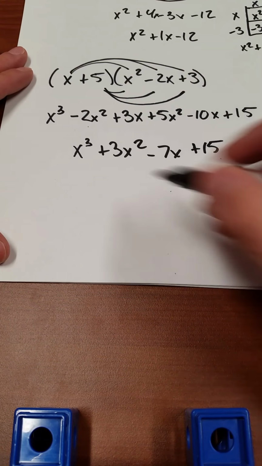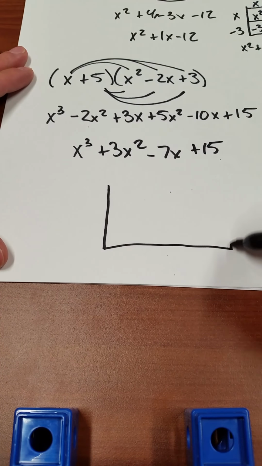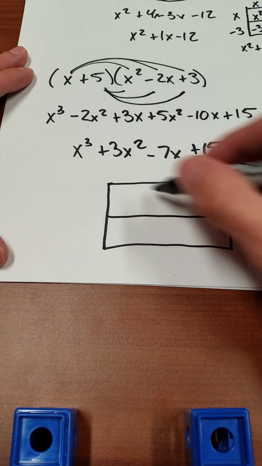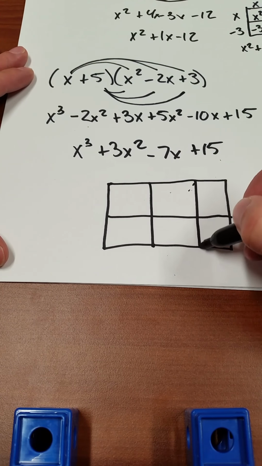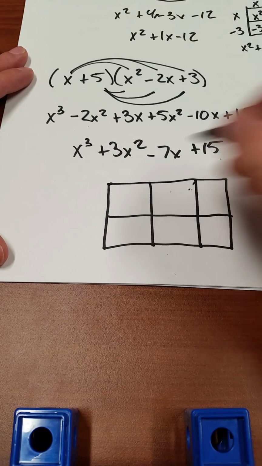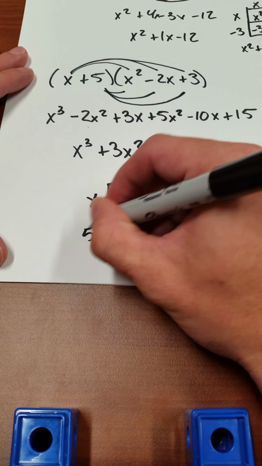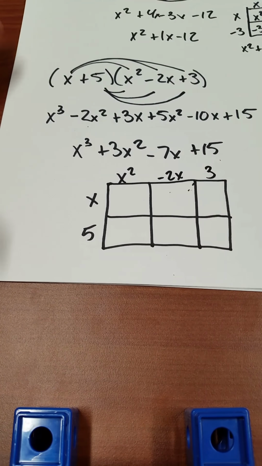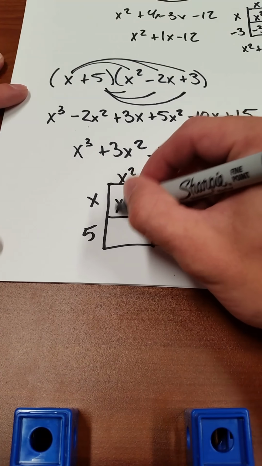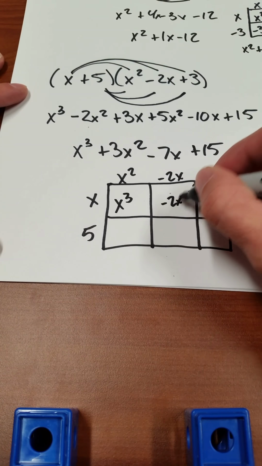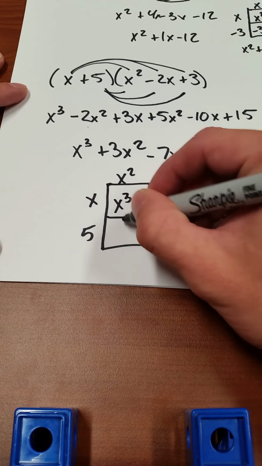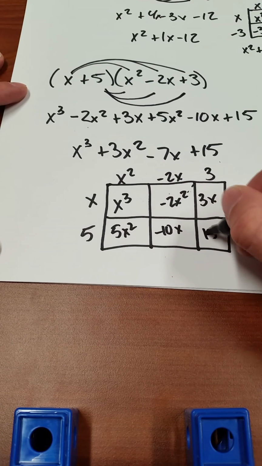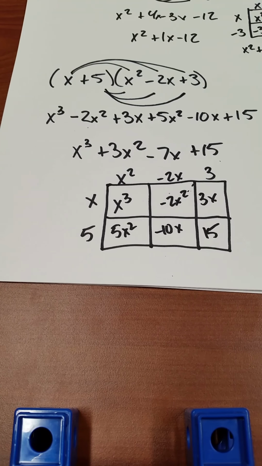If you want to set up the box with this problem, I'm not going to multiply out the box, but your box is now going to be a 2 by 3. It doesn't matter if it's 2 columns or 2 rows. It doesn't matter how you set this up. X and 5, x squared, negative 2x, and 3. And then just multiply it out. X cubed, negative 2x squared, 3x, 5x squared, negative 10x, and then 15. Combine like terms and you're done.